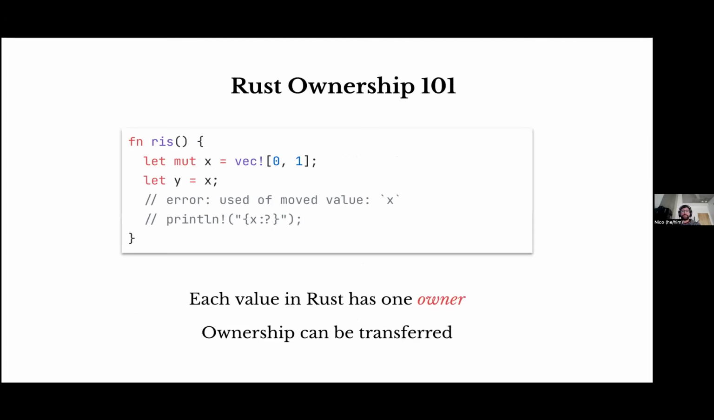So in Rust, every value has an owner, and the ownership can be transferred. So if we initialize some variable x to some vector, and then we assign that to y, then that value has been moved to y. And if we try to use x, then Rust will complain because it will say that the value has been moved.